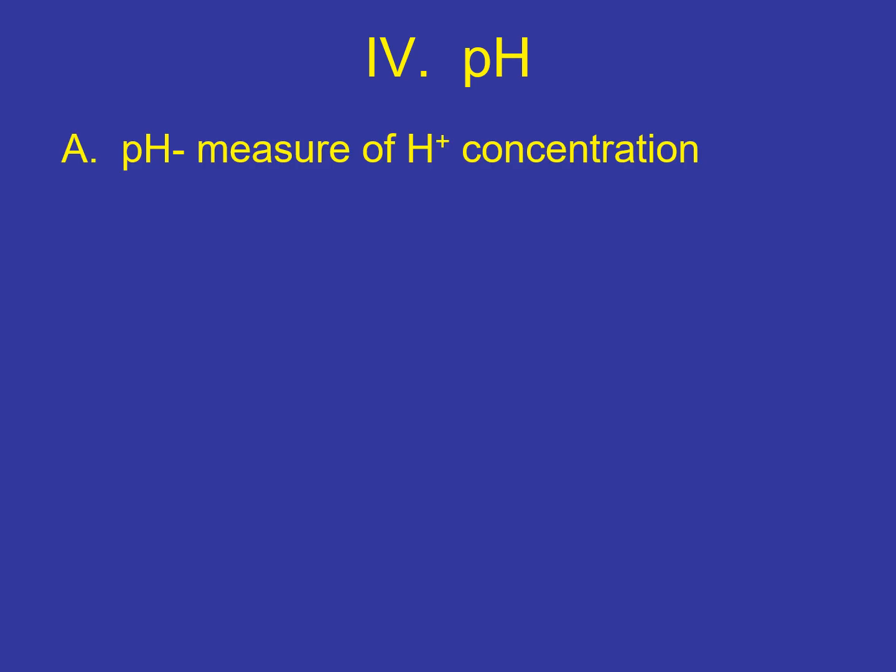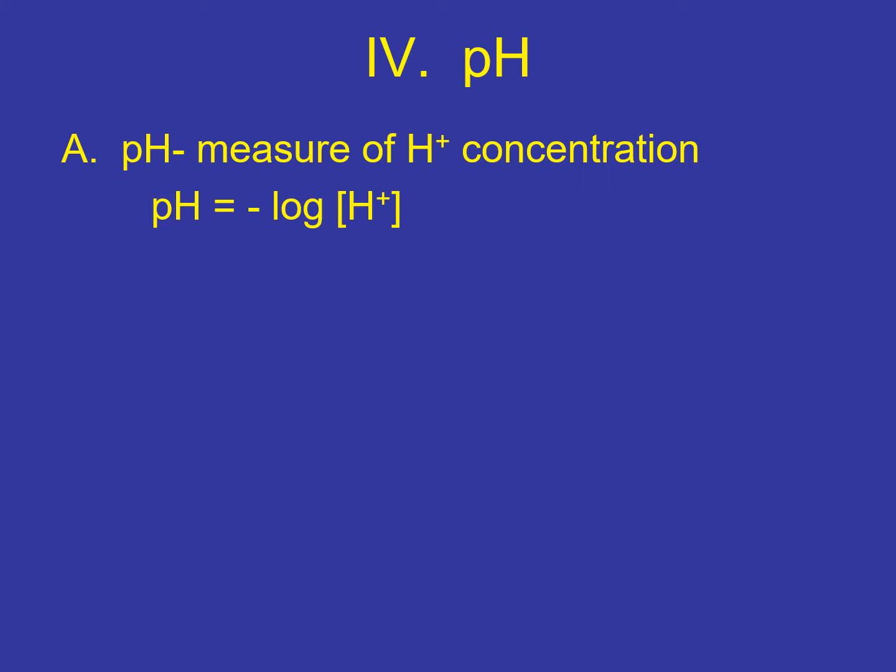pH is a measure of hydrogen ion concentration. That's what we're measuring when we test the pH of something. In lab, we can use pH meters. We can use pH sensitive test paper. We can use pH indicator dyes, right? Solutions that will change color under different pH environments.